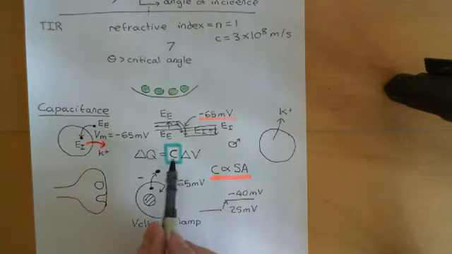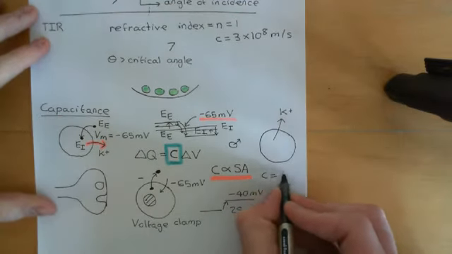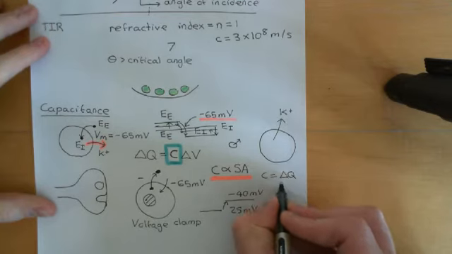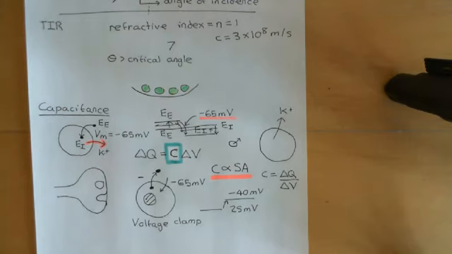And then we can just work out the capacitance by effectively just rearranging this equation to capacitance is equal to change in charge, the amount of charge you moved, divided by how much the voltage changed. Okay, and that's then how we can measure membrane capacitance.